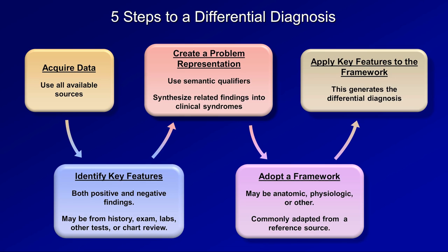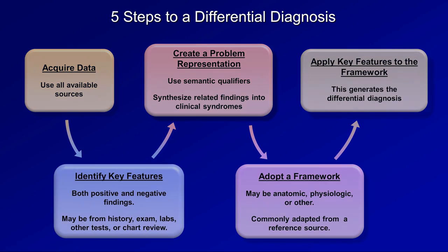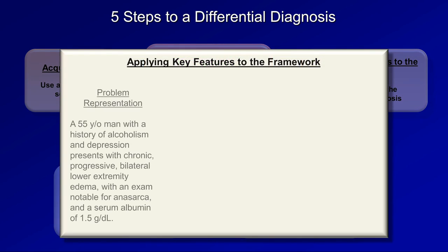When applying the key features, the clinician should use their presence or absence to estimate the likelihood of the diseases or pathophysiologic states that are suggested by the framework. As a brief example, imagine a 55-year-old man with a history of alcoholism and depression presents with chronic progressive bilateral lower extremity edema with an exam notable for anasarca and a serum albumin of 1.5 grams per deciliter.